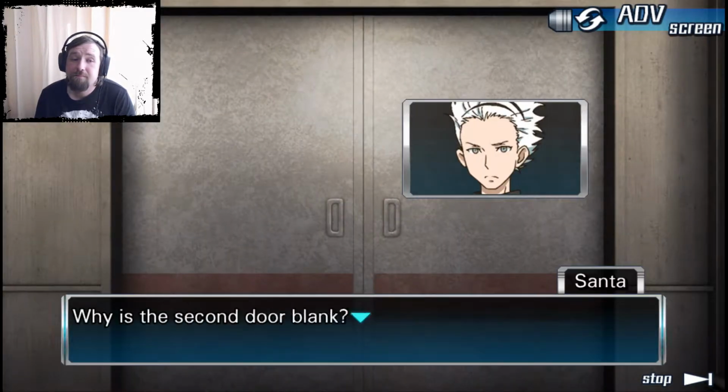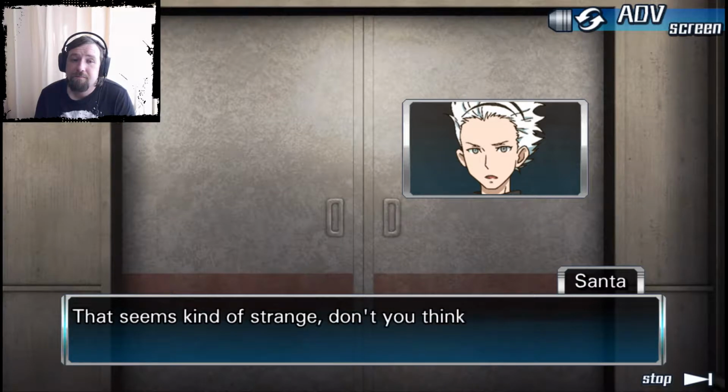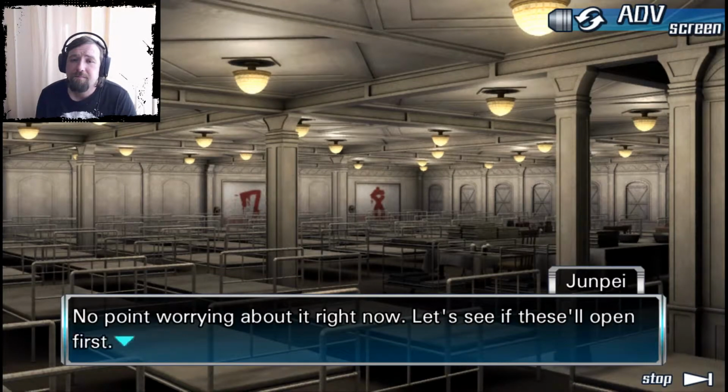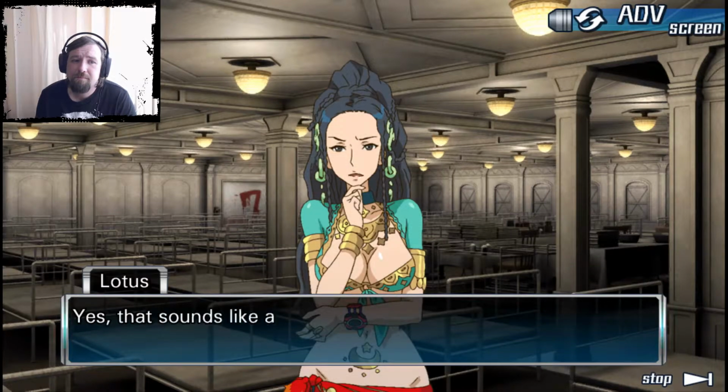Why is the second door blank? That seems kind of strange, don't you think? I think we need to see the others first. No point worrying about it right now. Let's see if these will open first. Yes, that sounds like a good plan.